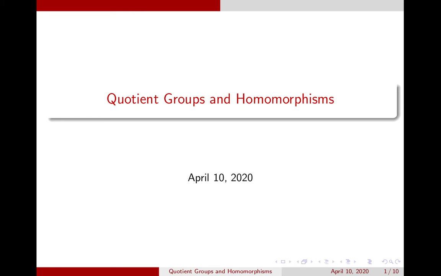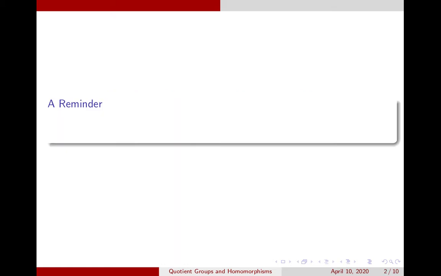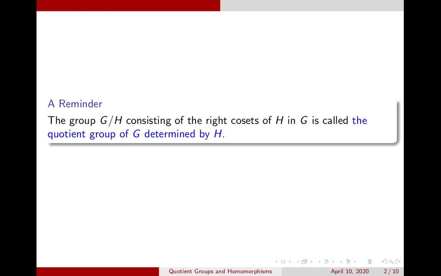In this video, we're going to tie together several things which we've discussed, mainly quotient groups and homomorphisms. So just start with a reminder about quotient groups. The quotient group of G determined by H is denoted G over H, and it's the set consisting of all the right cosets of H in G.